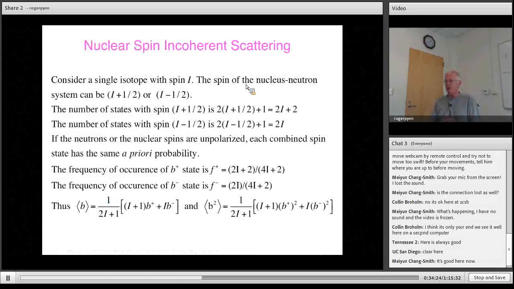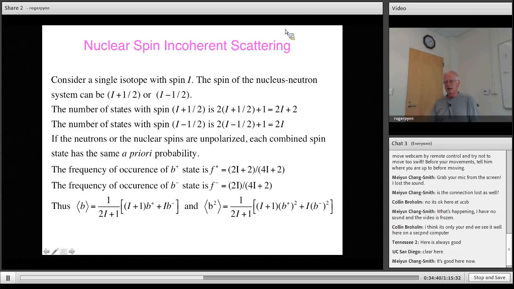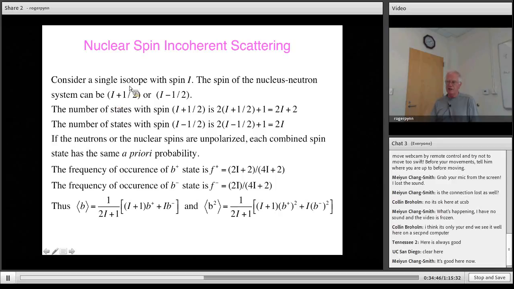Suppose you have a single isotope, so stick to having a single isotope in this case, and let's imagine that it has some spin quantum number I. Then if I have a nucleus and a neutron interacting with each other and forming some sort of compound state, that state can either have a total spin of I plus a half, or it can have a total spin of I minus a half.